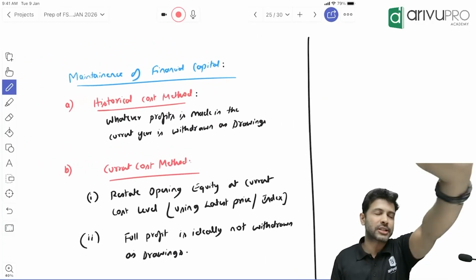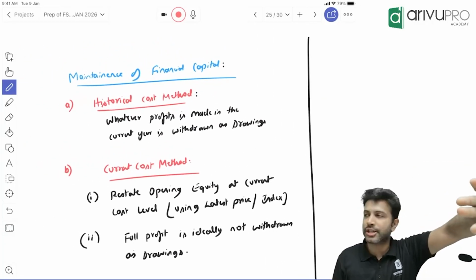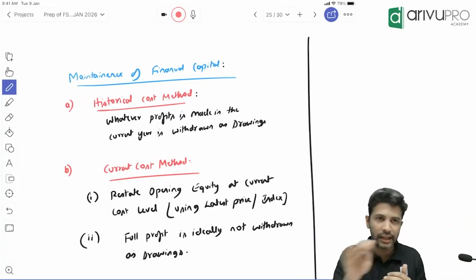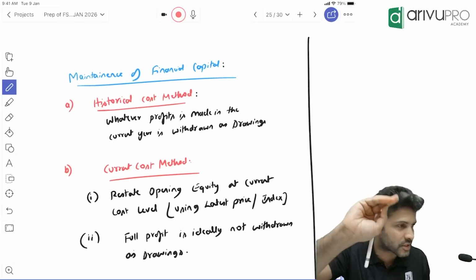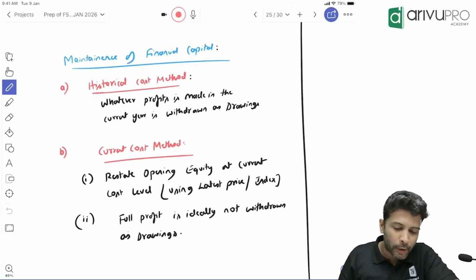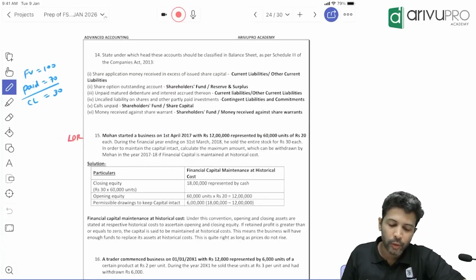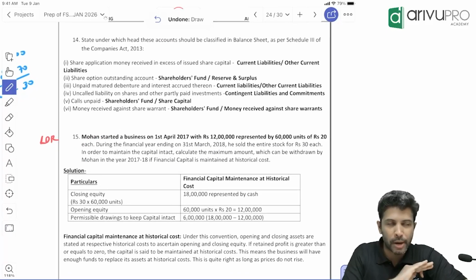People, next 20 minutes, let's try to get this thing sorted. Small concept, but try to understand. Could be important for a 2-marker. Can we start with the problems? Okay, question number 15. Let's keep it as LDR. Okay, complete.